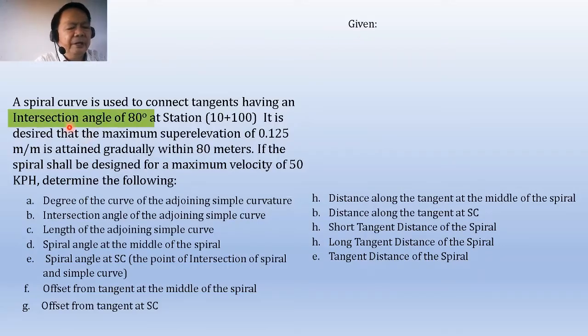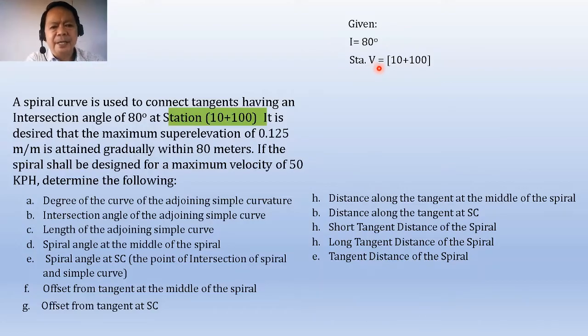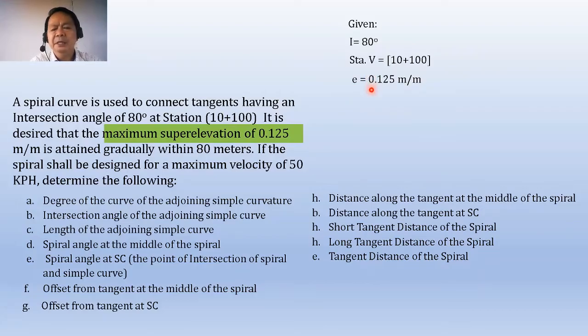So we are given in the problem the intersection angle I, which is equal to 80 degrees. So let us try to have it in our problem. Okay, we have I. We are also given the stationing of the vertex, at 10 plus 100. So we write here the station V at 10 plus 100. We are also given the maximum super elevation, okay, of 0.125, and that is our E. So we will be writing our given here, that is E equal to 0.0125.